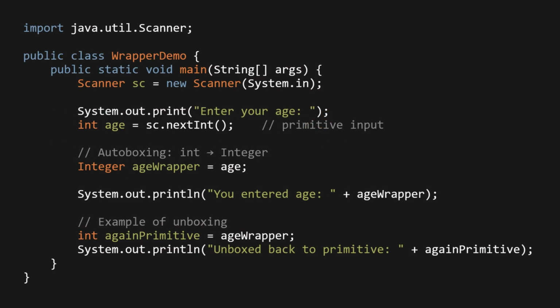In here, int is like the raw number. Integer is putting that number inside an armor suit. Now it's an object with superpowers. Autoboxing is Java saying don't worry, I'll put it in the suit for you. Unboxing is Java saying okay, I'll take it out of the suit now.